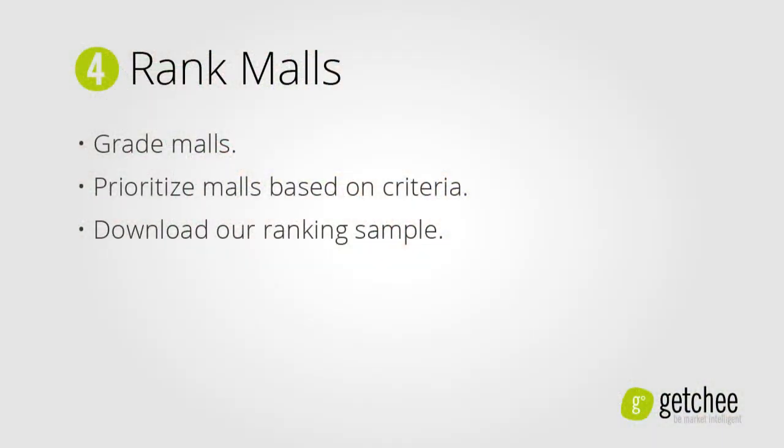Once you've gathered more of this information, what you want to do is start to rank these malls. You want to grade these malls based on the tenant mix, and then you want to prioritize them based on your criteria, whether you're looking at luxury brands or fast fashion or different types of food vendors in the mall. And what we've done is we've actually graded the malls in, for example, China, and we have this sample that you can download later to look at how we've done that.